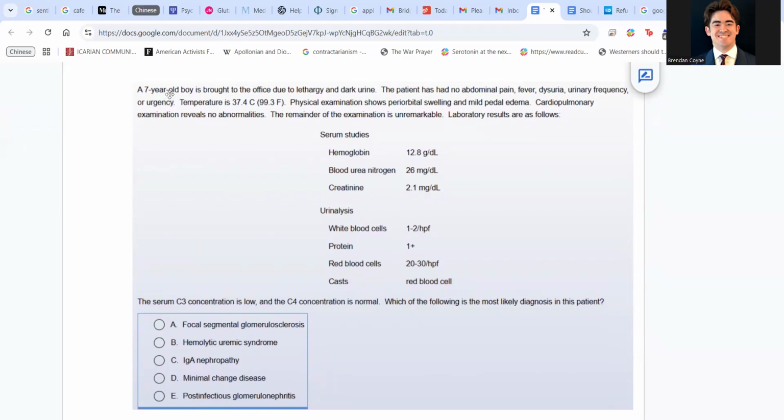But this is a 7-year-old boy brought to the office due to lethargy and dark urine. The patient has had no abdominal pain, fever, dysuria, urinary frequency or urgency. Temperature is 99.3 Fahrenheit. Physical exam shows periorbital swelling and mild pedal edema. Cardiopulmonary exam reveals no abnormalities. The remainder of the exam is unremarkable. Laboratory results are as follows.